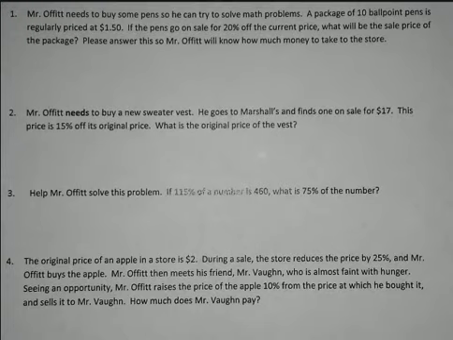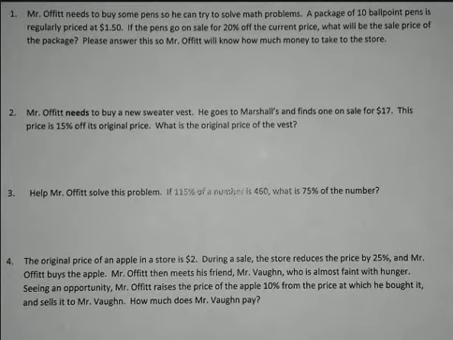Number 1, Mr. Offutt needs to buy some pens so he can try to solve math problems. A package of 10 ballpoint pens is regularly priced at $1.50, but lucky for Mr. Offutt, they go on sale for 20% off the current price. What will be the sale price of the package? And we're going to answer this so Mr. Offutt, hurting for money, will have enough money to take to the store.